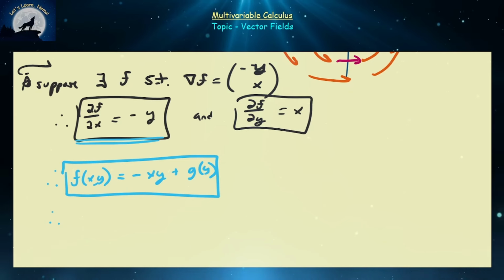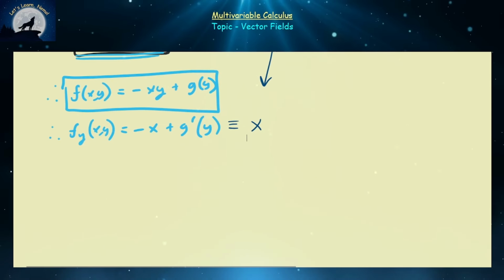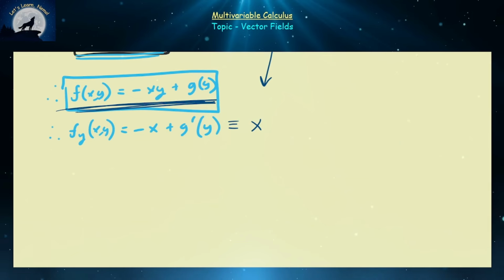Now let's take the partial derivative of this function with respect to y. So that's going to be equal to minus x plus the derivative of g with respect to y. And keep in mind, this has to be equal to this particular function. This has to be equal to little x. So let's see if there does exist a function g that clearly defines f, because if we can find g, then we have our function f that satisfies our gradient equation.